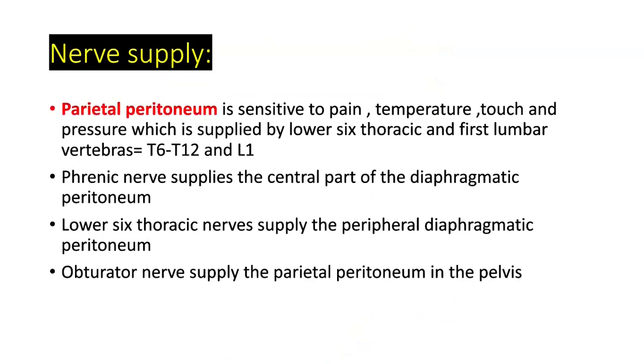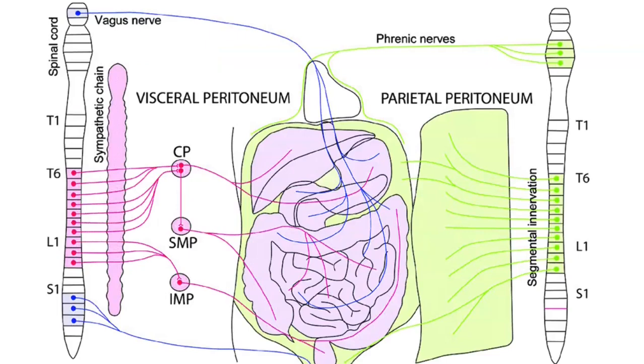So, nerve supply of the peritoneum. As we discussed earlier, the peritoneum has parietal peritoneum and visceral peritoneum. The parietal peritoneum is sensitive to pain, temperature, touch, and pressure, and is supplied by the lower six thoracic and first lumbar nerves. Phrenic nerves supply the central part of the diaphragmatic peritoneum. Lower six thoracic nerves supply the peripheral diaphragmatic peritoneum, while the obturator nerve supplies the parietal peritoneum in the pelvis.